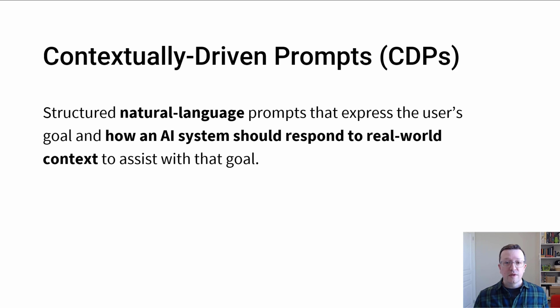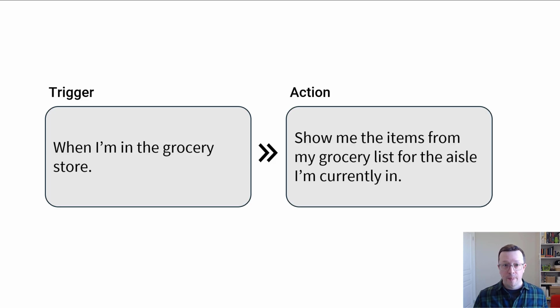So in this work, we propose the concept of contextually-driven prompts, CDPs, which are structured natural language prompts that express a user's goal and how an AI assistant should respond to real-world context to assist with that goal. So for example, the user might instruct the system, when I'm in the grocery store, show me the items from my grocery list for the aisle that I'm currently in, and get a CDP that looks like this. So there's structure in that it's split this instruction into a trigger and action, but both the trigger and action are expressed in natural language.